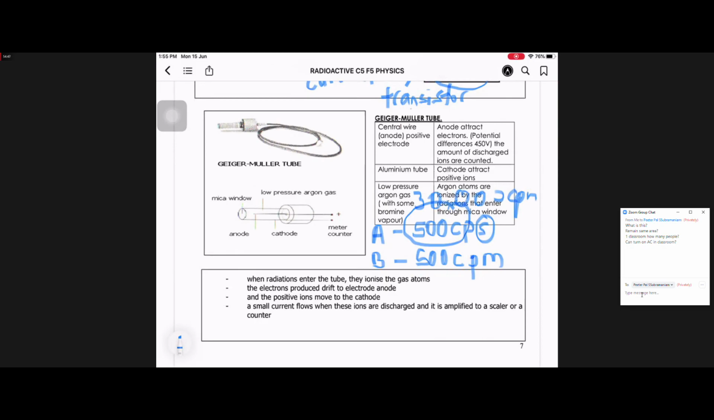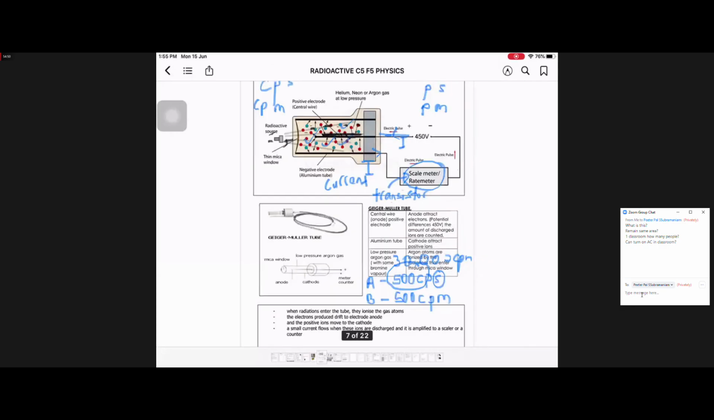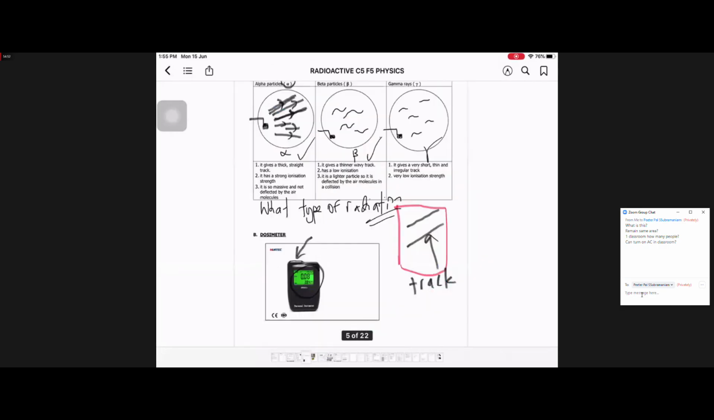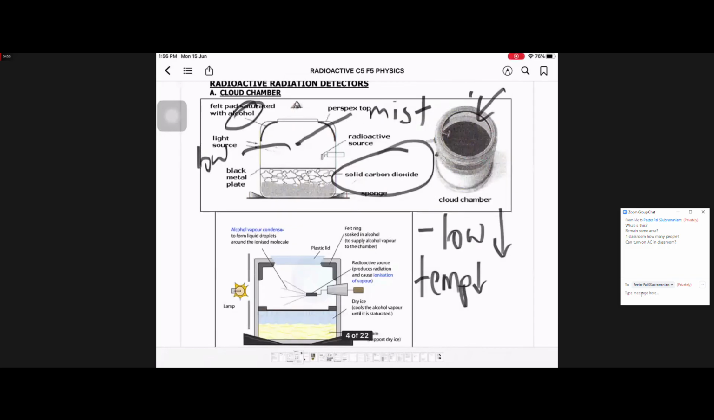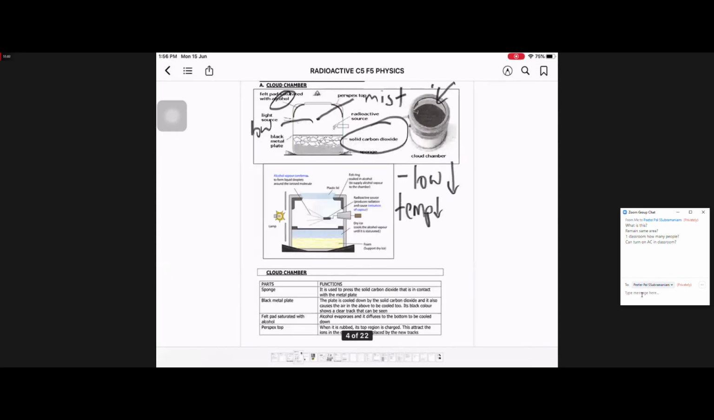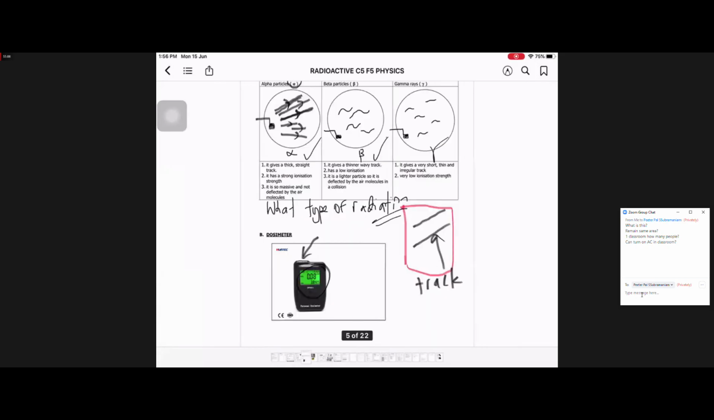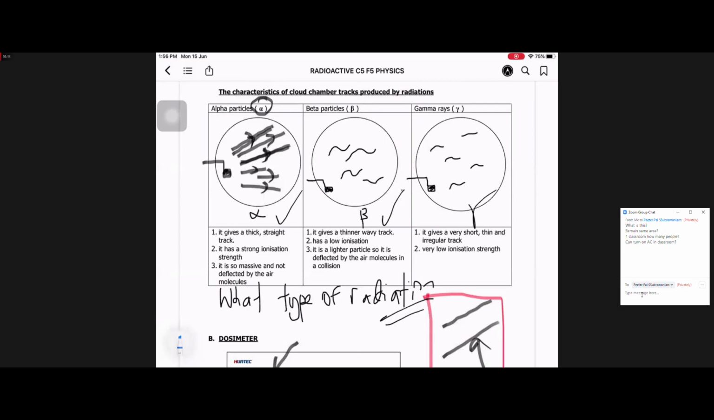Anyone? Any question? So we have looked at the cloud chamber. How does it work? We try to understand the components of the cloud chamber. You must know the components of the cloud chamber. When you place the radioactive element inside the cloud chamber, you can see the type of radiation. Based on the tracks, you can identify which radiation was emitted. All right.